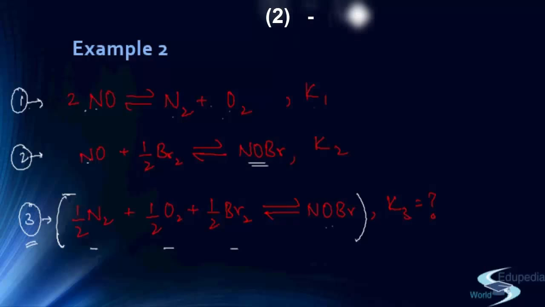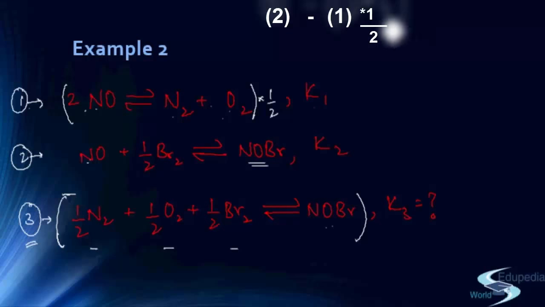That is, I am going to do this algebraic operation 2 minus 1. But another thing to note over here is that it's not just N2 and O2 which I need on the reactant side. I need them with a stoichiometric coefficient of half. So in the first reaction they have a stoichiometric coefficient of 1, which needs to be replaced by half. That is, I need to multiply my first reaction with 1 by 2. So I don't just need to perform the algebraic operation 2 minus 1, I need to perform the algebraic operation 2 minus 1 into half.